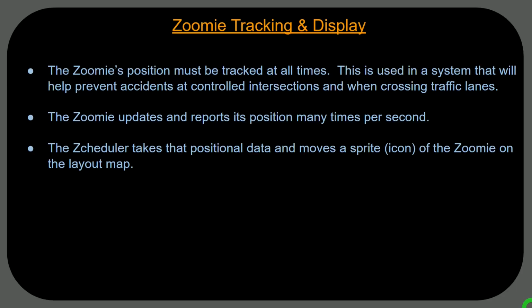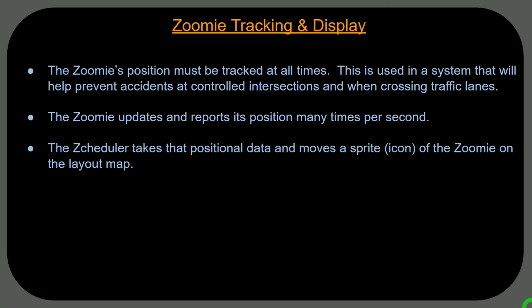The Zoomie updates and reports its position many times per second. The actual frequency of reported data is something I need to tune and tweak for the best overall performance between the Zoomie and the scheduler, based on how fast it can receive the data and update all the sprite positions on the display. And that has to happen for all 16 Zoomies simultaneously. So I don't want to overload the system. It's going to be a balancing act, and that'll be developed over the next month or so.